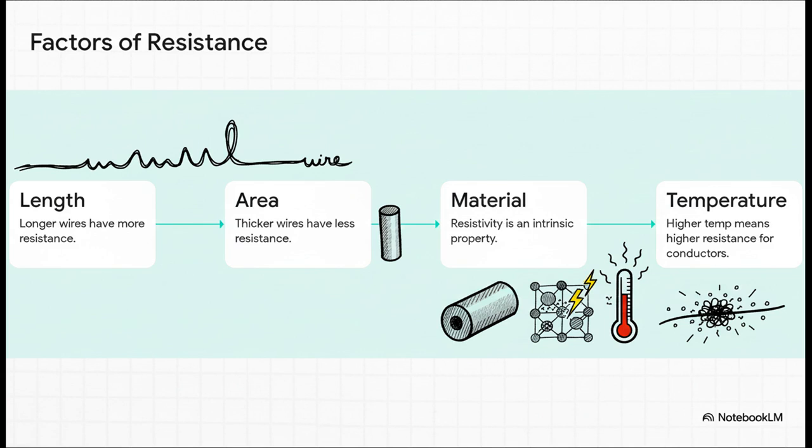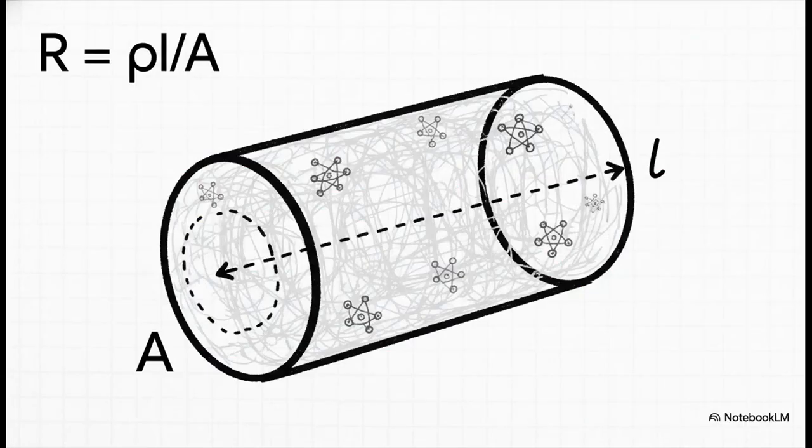And finally, for most things, the hotter they get, the more their resistance goes up. And you know what? We can put all of that into one neat little formula. R is resistance, L is the length, and A is the area. Now, what about that funny-looking P symbol? That's the Greek letter rho, and it stands for resistivity. This is like a fingerprint for a material. It's a number that just tells you how much that substance, like copper or rubber, naturally fights against electrical flow.